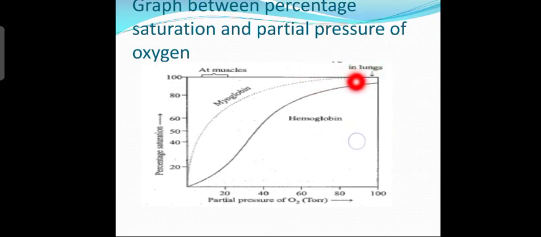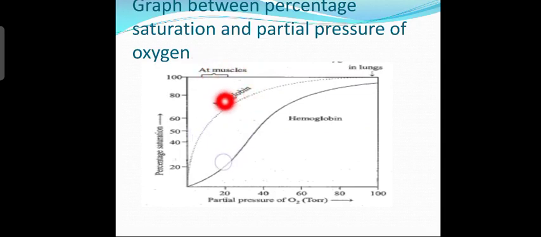Okay, and where does it take place? In lungs. It will remain constant in lungs, at a high pressure region. So this is the lungs partial pressure. Now in the muscle, this is the muscle region, the partial pressure is low. You can see here, 20, 40, up to 40 maximum. So this is taking place at muscles.